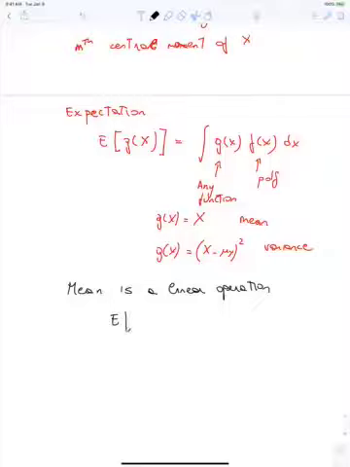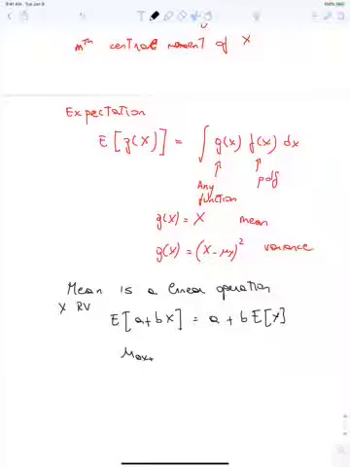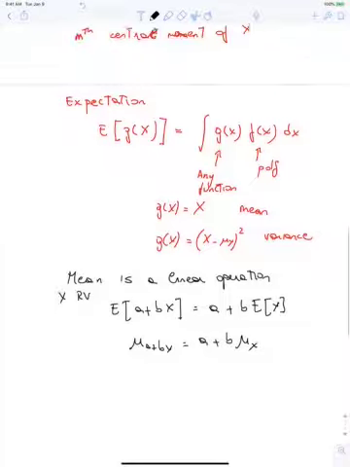Let's say E of a plus b x, where we only have one random variable for simplicity, and we do an operation in the form where we multiply by a scalar and then we sum another scalar. Well, this is a plus b times the mean of x. Or if you want to use the notation mu of a plus b x, this is a plus b times mu of x. That's just for the linearity of the integral.